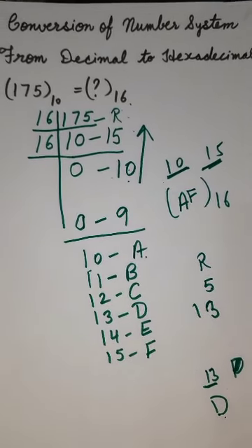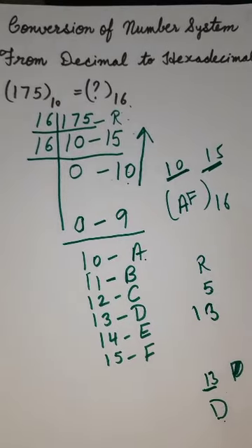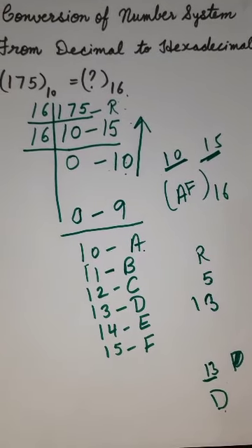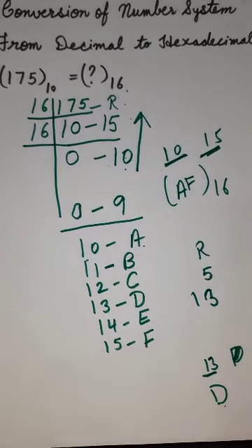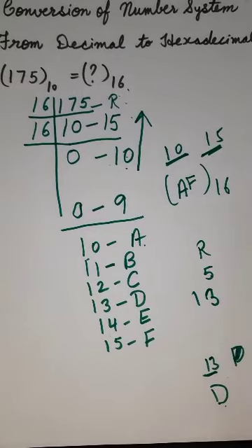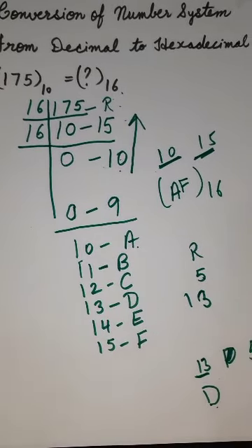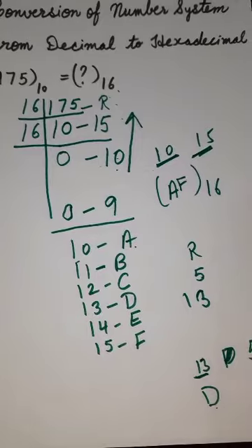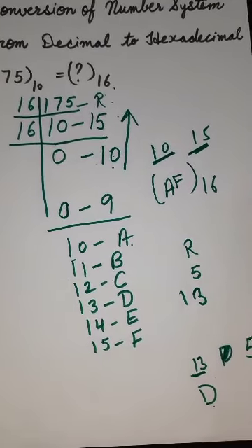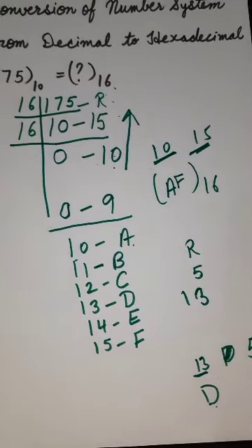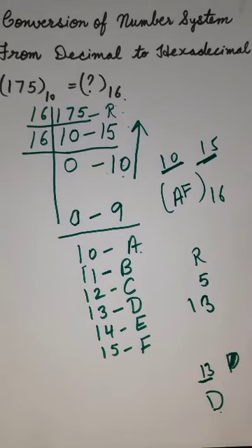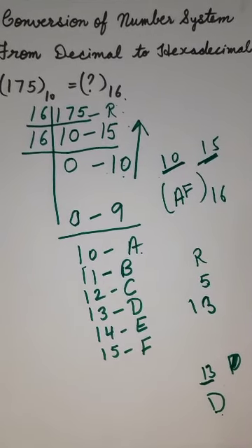So this way children, we convert a number system from decimal to binary, decimal to octal, decimal to hexadecimal. We have to divide the number continuously till it becomes 0 by 2, 8 and 16 respectively. And after that we have to write the remainders in reverse order, means from bottom to top. This way we have to convert the number system from one system to another.